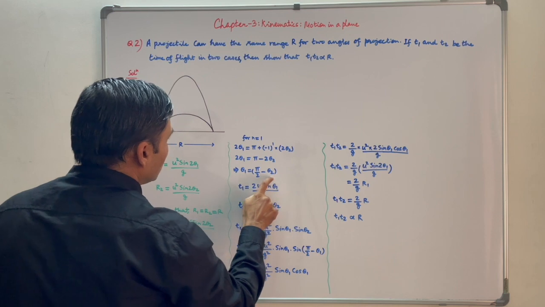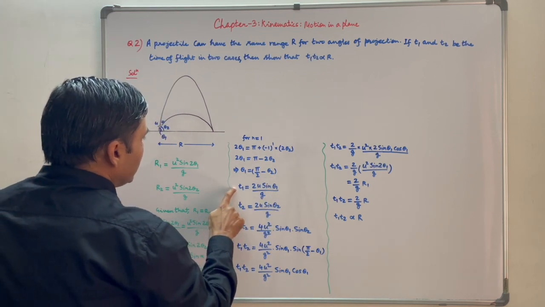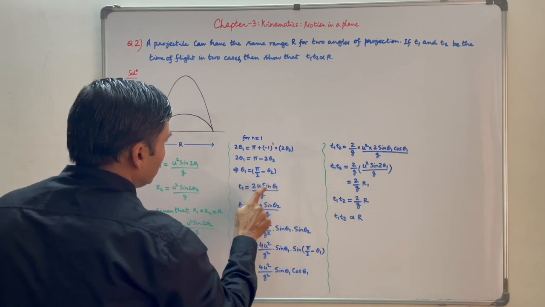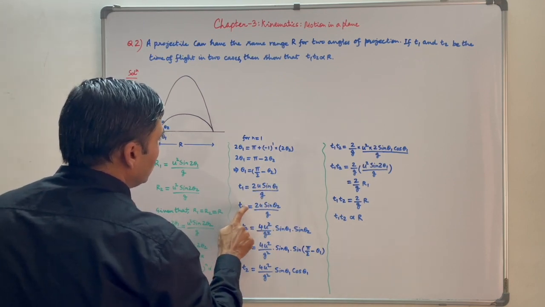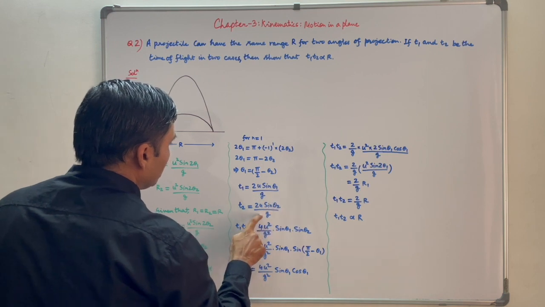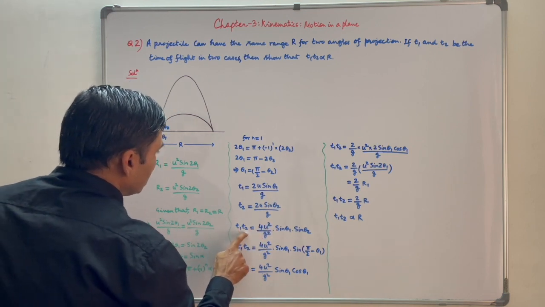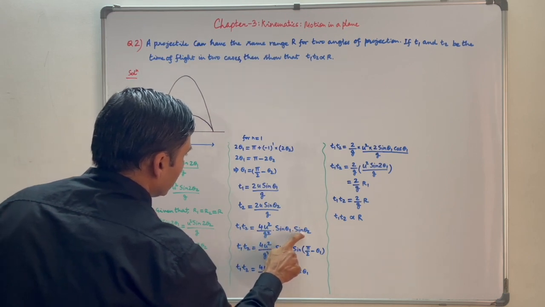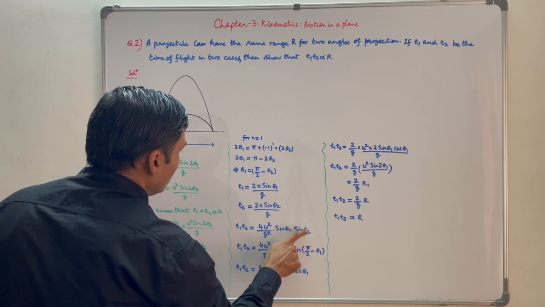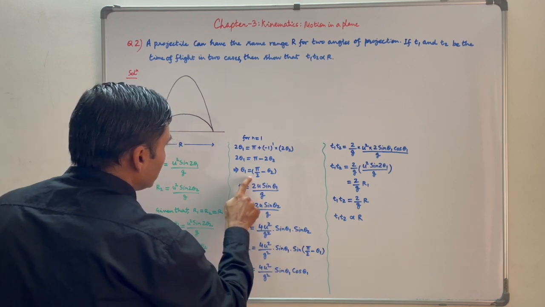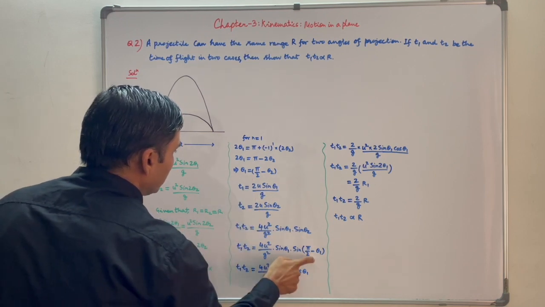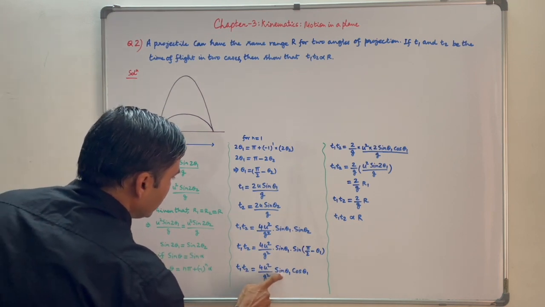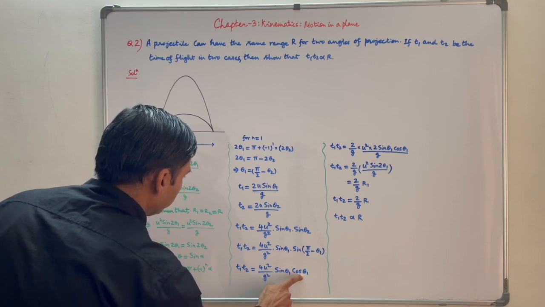or theta 1 is equal to pi by 2 minus theta 2. Now time of flight in the first case, that is T1, is equal to 2u sine theta 1 upon g, and T2 is equal to 2u sine theta 2 upon g. So T1 T2 is equal to 4u square upon g square sine theta 1 into sine theta 2. Put the value of theta 2 from here, that is theta 2 is equal to pi by 2 minus theta 1. So T1 T2 is equal to 4u square upon g square sine theta 1 into cos theta 1.